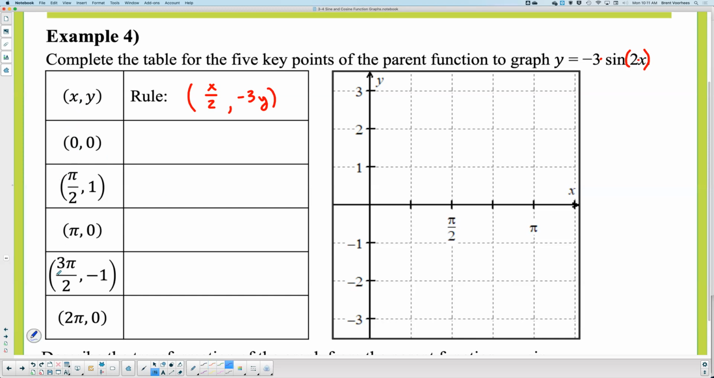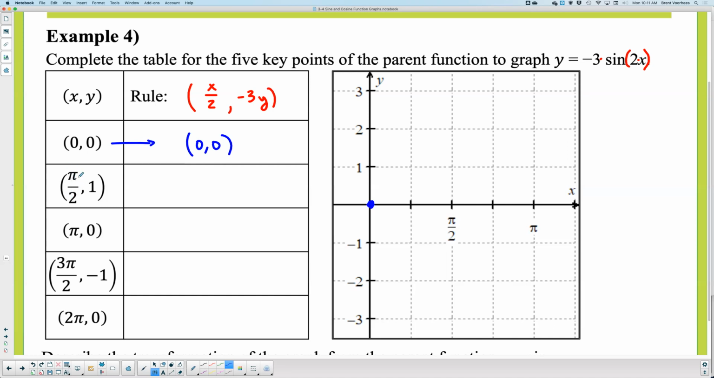Here are the 5 key points. I've given them to you. Those are already there. We had that on our chart earlier. So this time, all I'm going to do is the math on each point. From here, what is 0 divided by 2? Just plug in the x. 0. It's still 0. What is 0 times -3? 0. Okay, let's plot that point. It's still 0, 0.